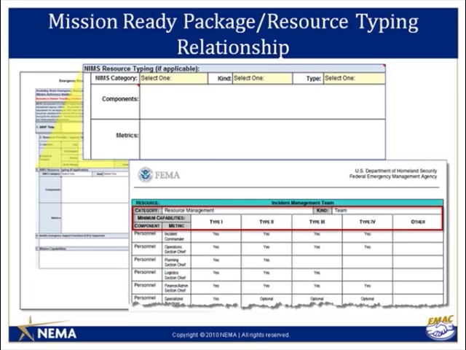Here you'll see the relationship between the NIMS typing definition and the EMAC Mission Ready Package template. In the foreground, you will see the NIMS definition. In the background, you will see a portion of the Mission Ready Package template with an exploded area showing the relationship between those two documents, and how the data provided in 5 different areas on the established NIMS typing definition is also used on the EMAC Mission Ready Package template, so that the two are very compatible and use the same information in general.